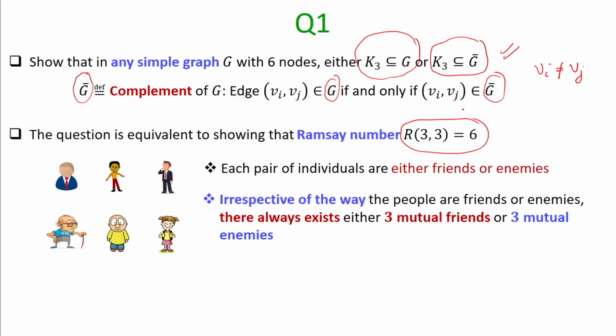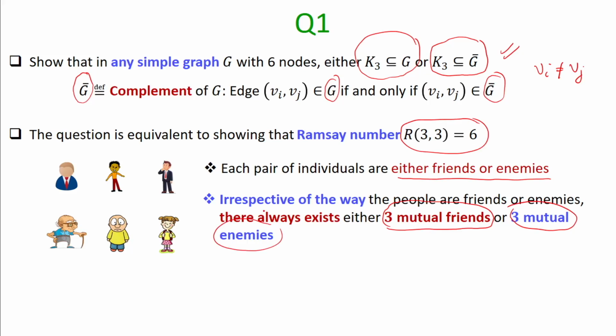Why so? Recall what exactly the Ramsey numbers are. Here we want to prove that if you take any party where you have 6 guests, and each pair of distinct individuals are either friends or enemies, then irrespective of the way the people are friends or enemies with each other, there always exist either three mutual friends, namely we can find three friends f1, f2, f3 who are mutual friends with each other. That means f1 and f2 are mutual friends, f2 and f3 are mutual friends, and f1 and f3 are mutual friends. Or we can always find three mutual enemies in the party.